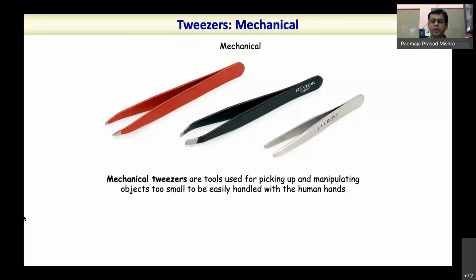At that time, it is seen that optical tweezers are helpful for holding those small objects. And even it is seen that optical tweezers are able to hold objects as small as an atom.